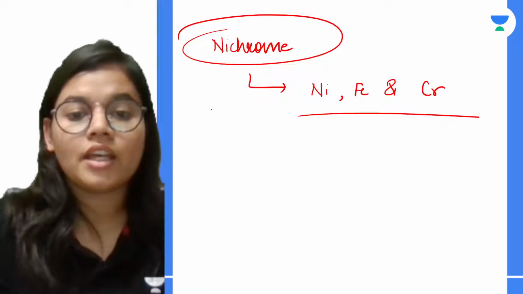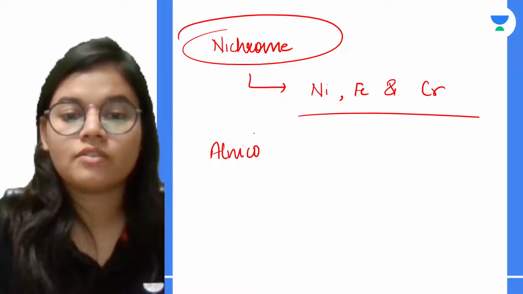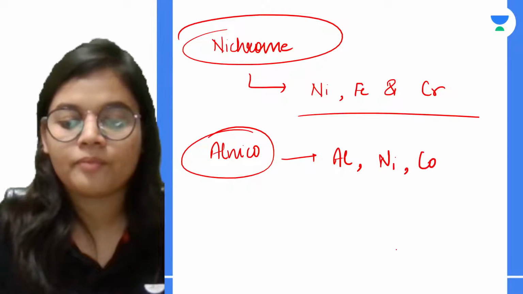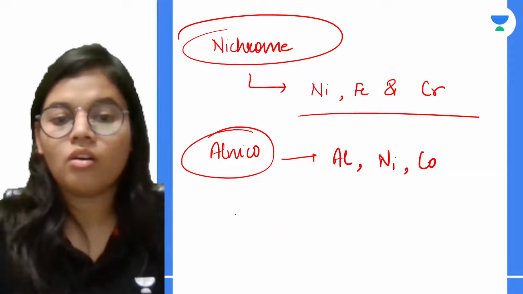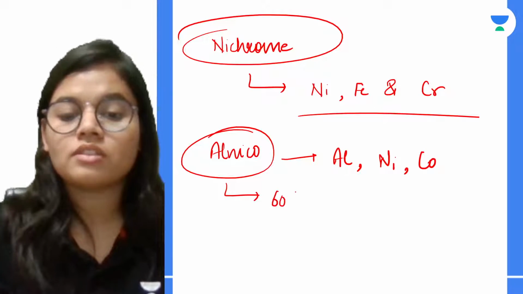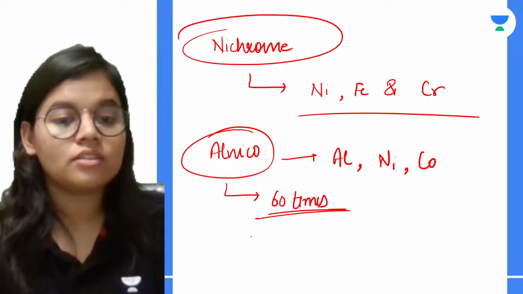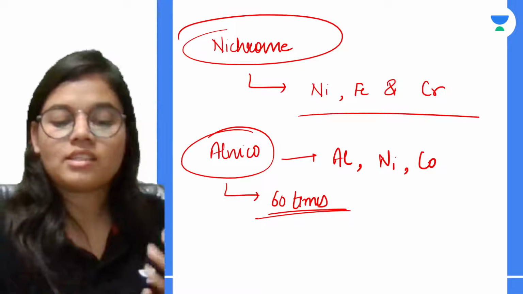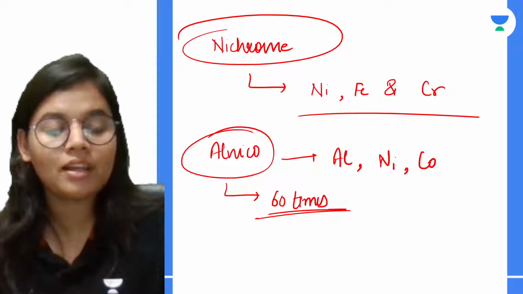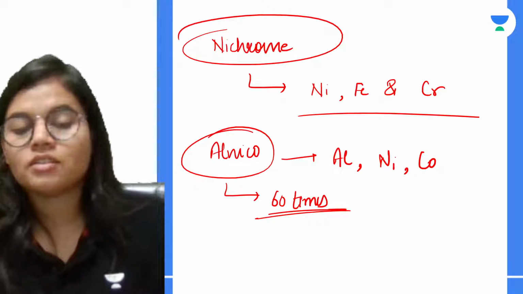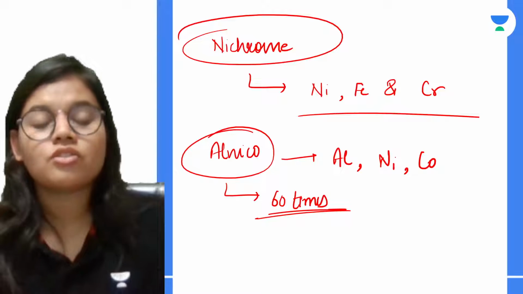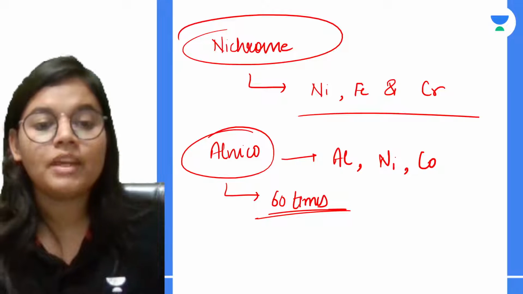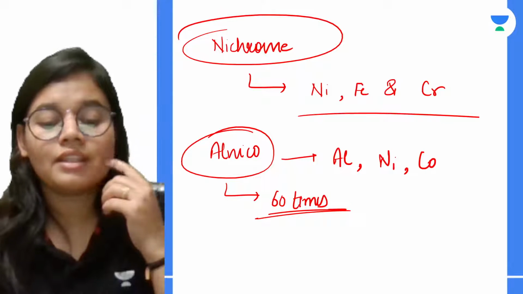Okay, if I talk about Alnico, this is very easy to remember. It consists of aluminium, nickel, and cobalt. It is so strong that it can lift almost 60 times its weight. So the strength here is increased. Next, if I talk about sodium amalgam. Amalgam, as you know, is an alloy of mercury. Since sodium is very reactive, we use sodium amalgam so that the reactivity gets decreased.